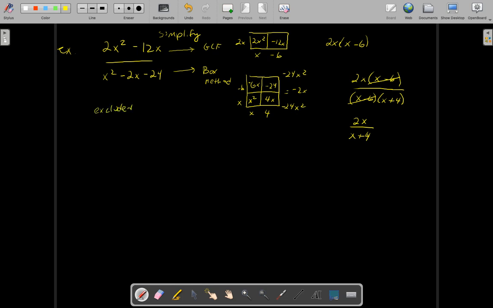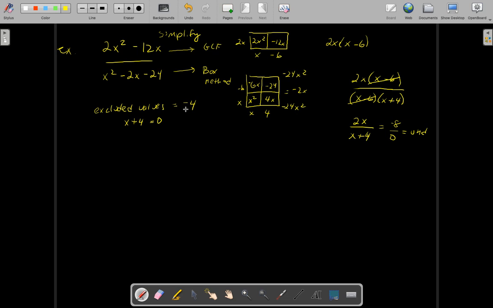Okay, should be pretty easy if you think about it. Because then you have x plus 4, so you just have to set that equal to 0. So the excluded value would be negative 4. Because negative 4, plug that in. That's going to give us a value of 8, and negative 8 over 0, which is undefined.